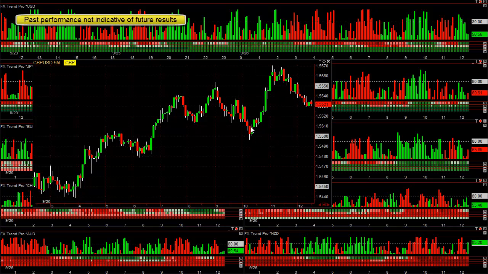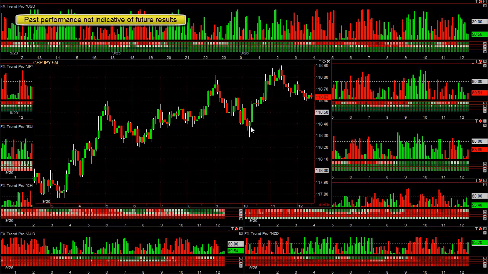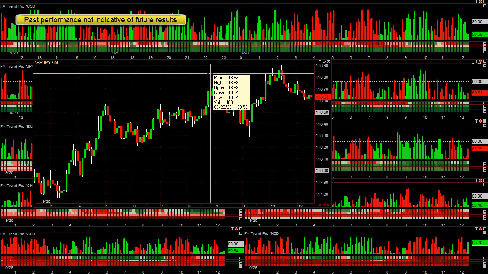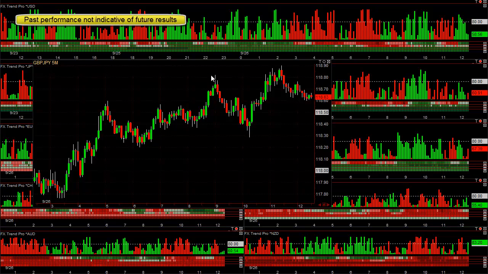Here's the pound yen. At least you had a half an hour period right here where you buy the breakout from 56, went all the way up to 83. So once again the yen started to get strong a few minutes after 9, here's a few minutes after 9, you get out of your trade. And you can see you clearly would have made money regardless.